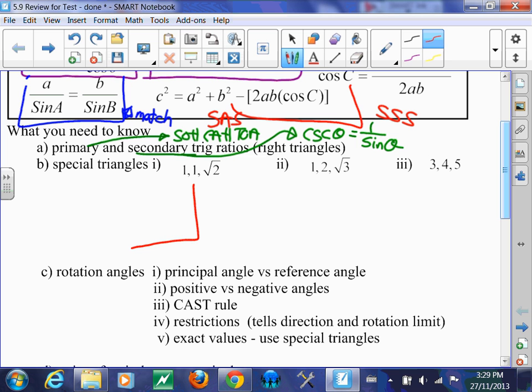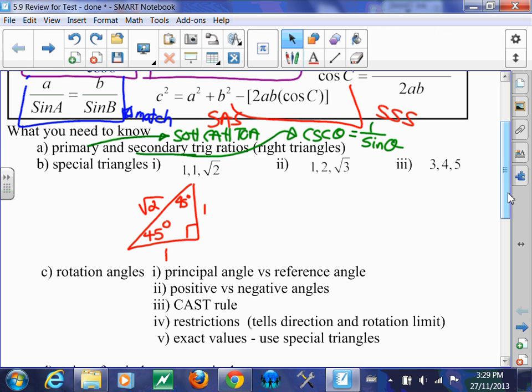I would recommend you drawing these as soon as you get your test paper. So what do we know about a 1, 1, root 2 triangle? It's an isosceles triangle where both the interior angles are 45 degrees beside the 90 degree. We know that there's side measurements 1, 1, and root 2.